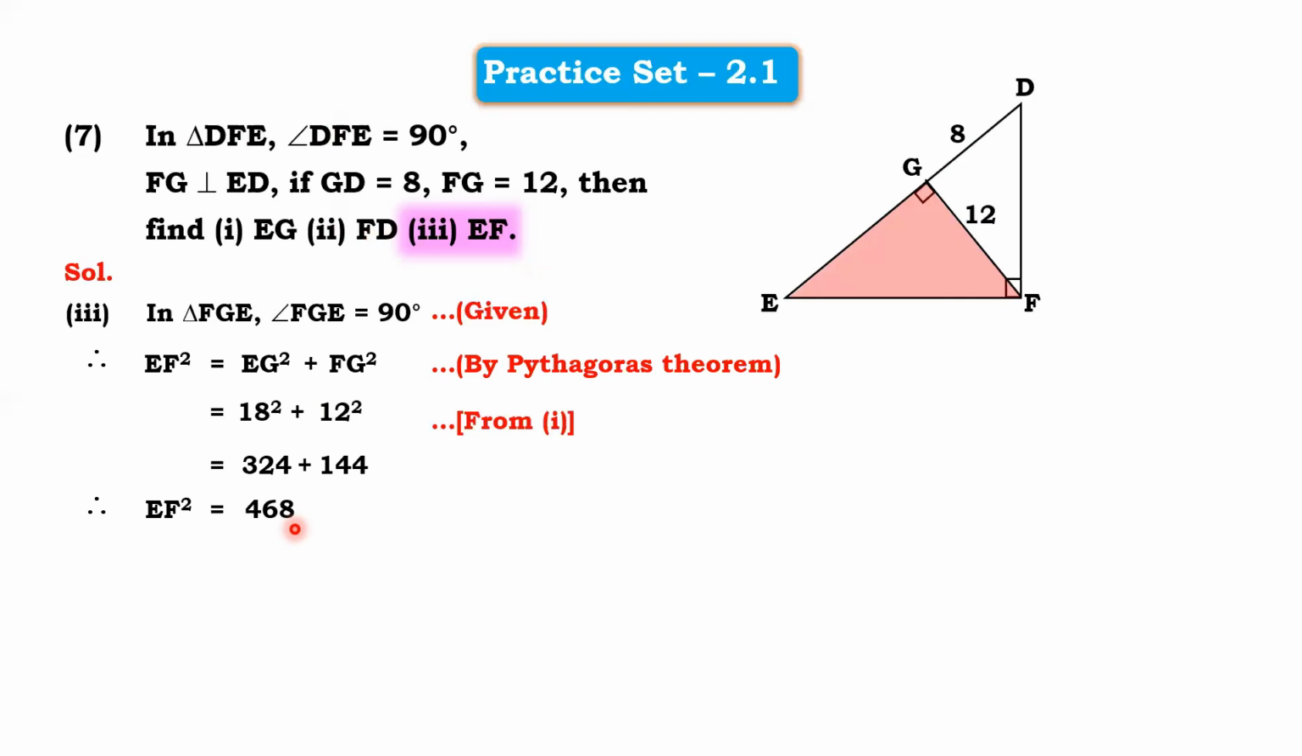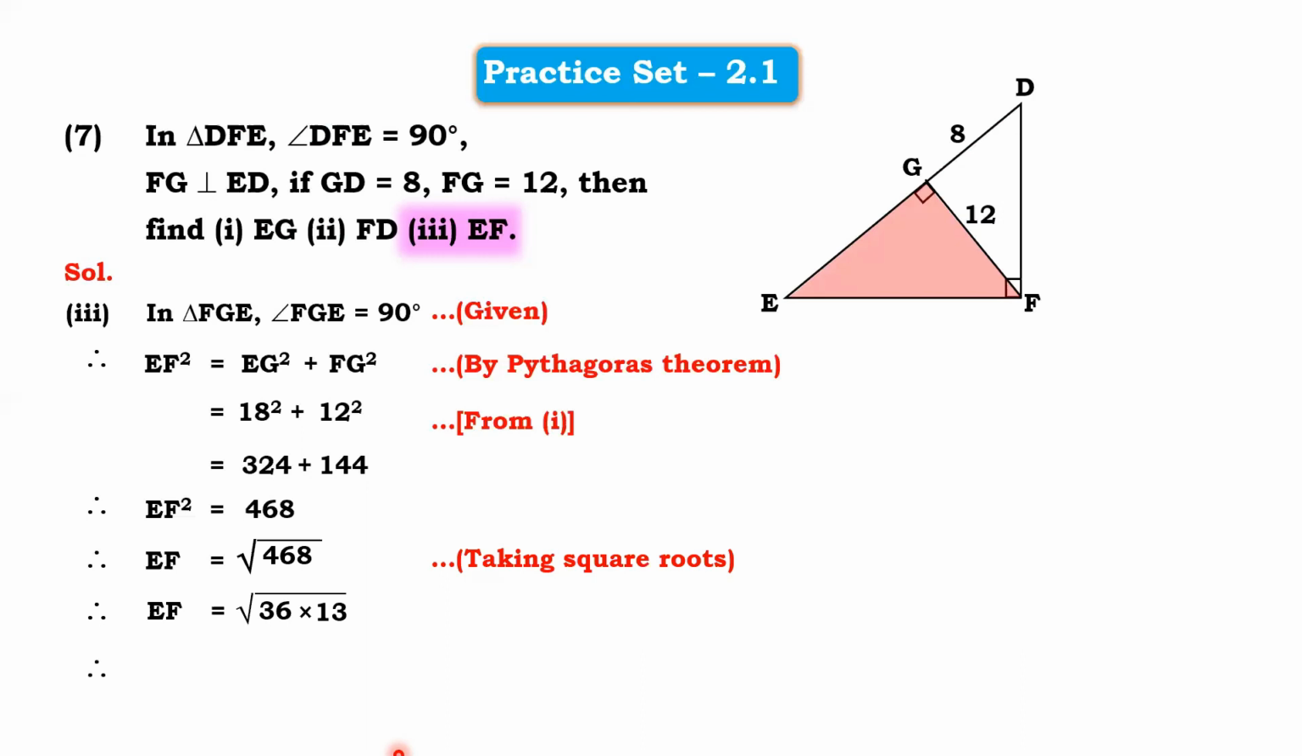So if you factorize 468, we can clearly get the two factors as EF is equal to square root of 468, taking square roots. So EF is equal to square root of 36 into 13. Because 36 is a perfect square and 13 is a prime number. So now if you take the square root of 36, it would be 6 and square root of 13 will remain the same. So EF is equal to 6 root 13 units. So we have got the answer for EF as well.